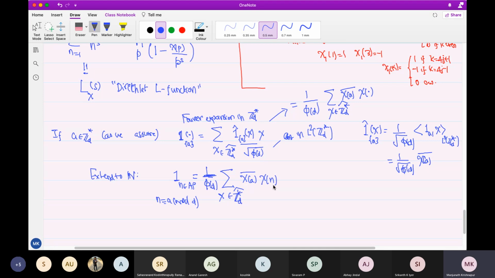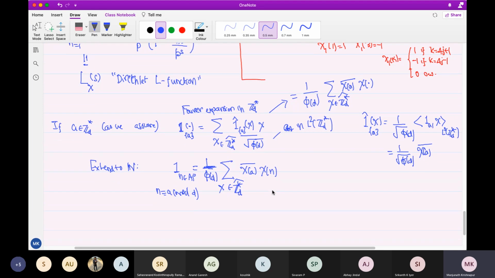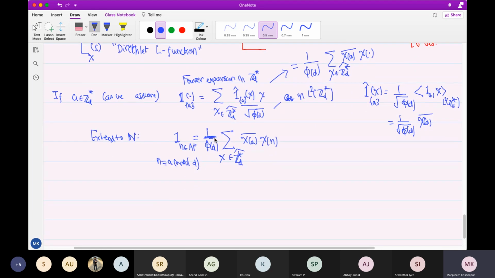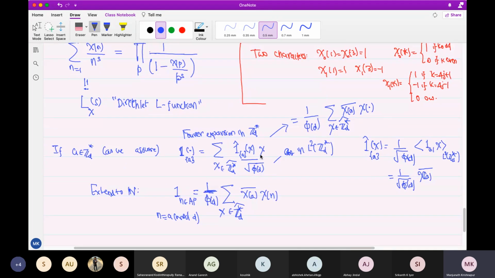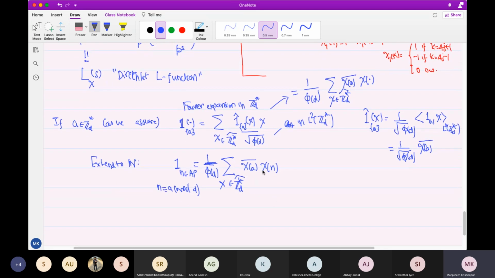Is this right? Okay. So if you extend to natural numbers, it's just this. For any n congruent to A mod D, you can write it like this. You are just extending this to any n, which is okay, you're just taking modulo. Chi is itself periodic, right? Anyway, it's going to work that way.